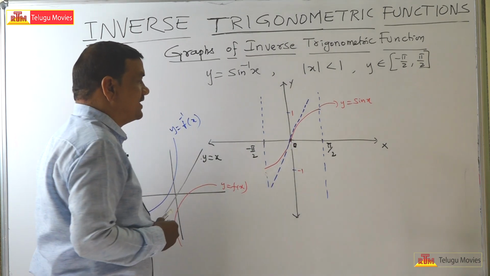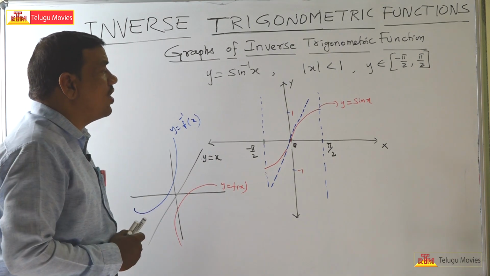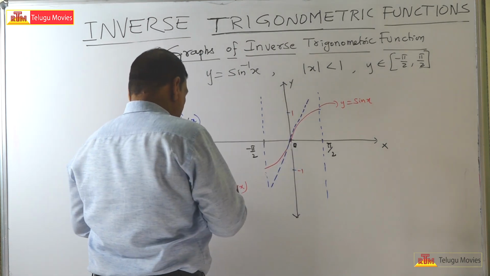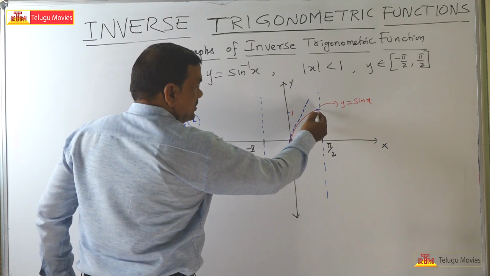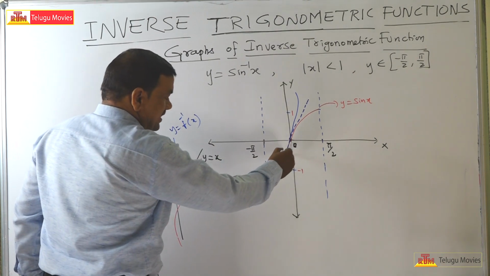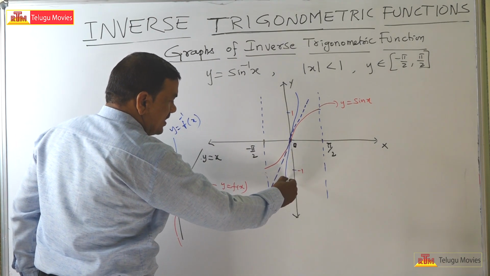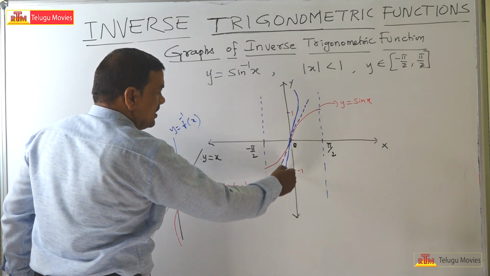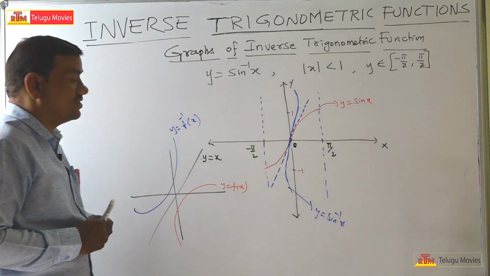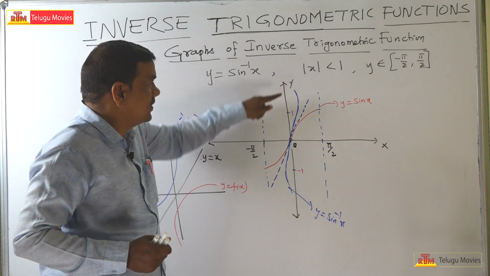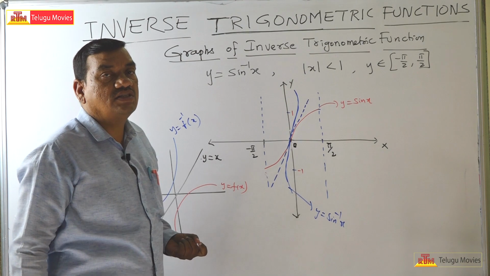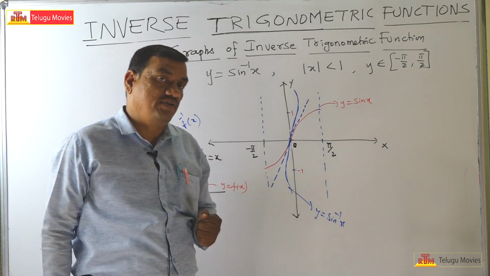This is the y is equal to x line. What is the image of y is equal to sin x? This will be the image. So this is the line, its image will be like this. And this is the original line, its image will be like this. So this is the image, the graph of y is equal to sin inverse of x. Understand this? So like this it will come. So this is the graph of the inverse trigonometric function y is equal to sin inverse of x.